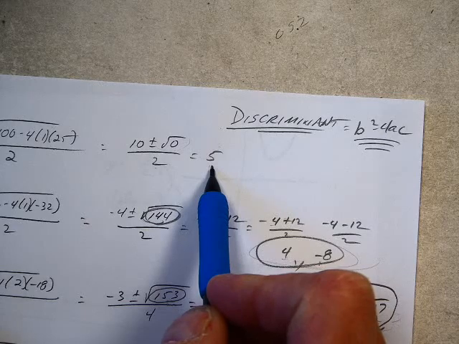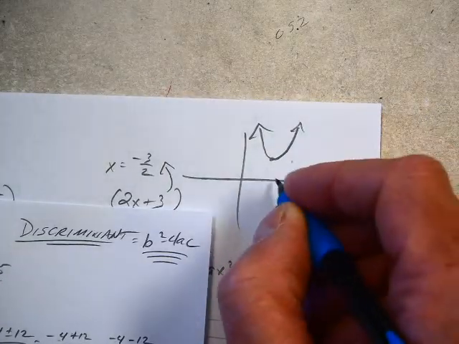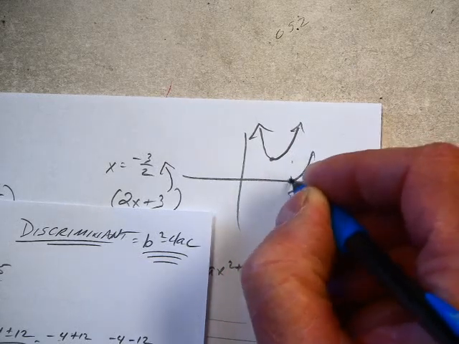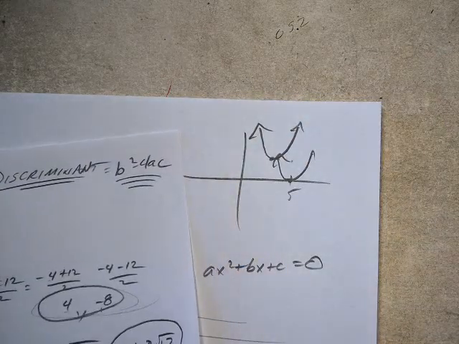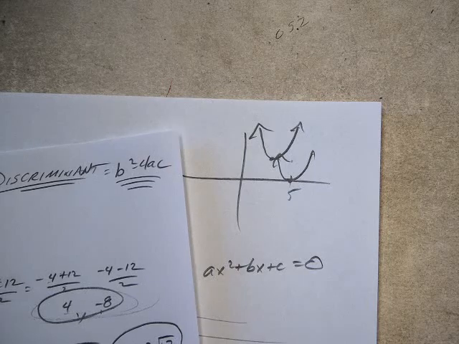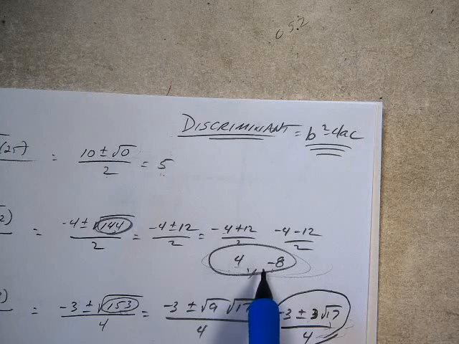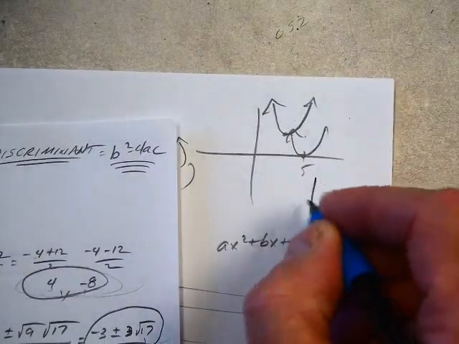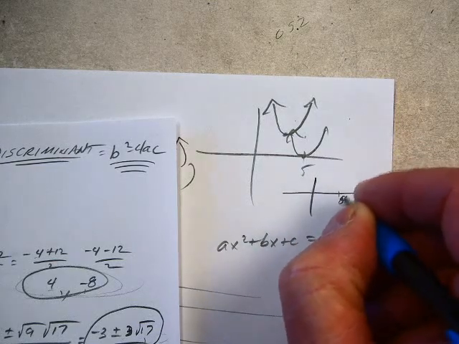Well, the ones we've done so far all have x-intercepts because our solution's 5. There's only one solution. There's only one place where I get a result of zero. So what that would look like is at 5, it would have a vertex that lies right there on the axis. Okay? Only has one x-intercept.